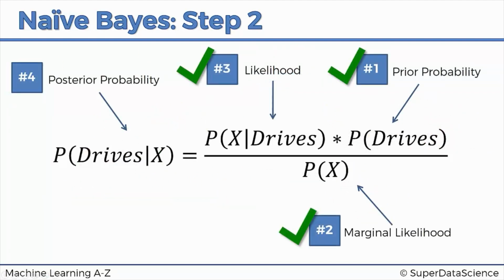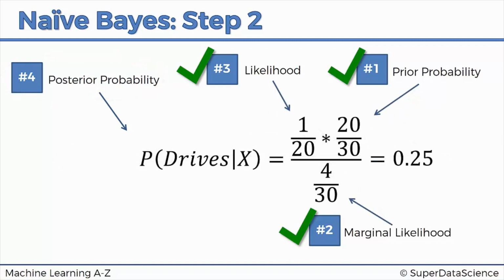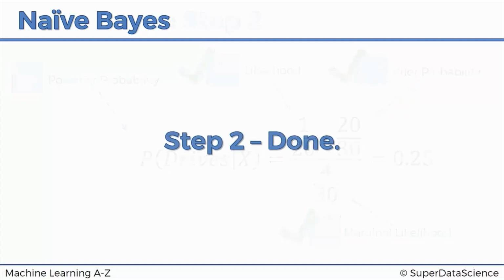Now we can plug these into the formula and calculate the posterior probability. It's going to be 1 over 20 times 20 over 30 divided by 4 over 30, and it's 0.25, so 25%. There we go. That was step 2 of our naive Bayes classifier. Hopefully you were able to follow along, and I hope that you had a chance to perform that exercise on your own and got a similar result.